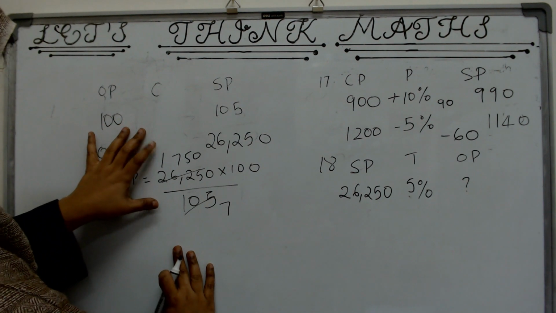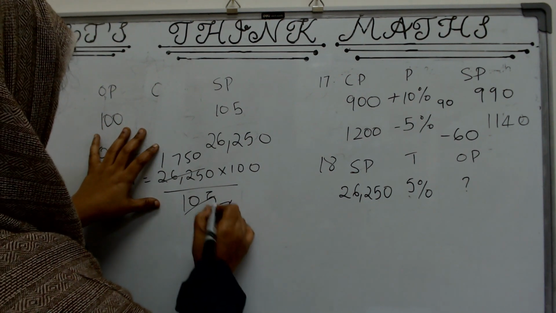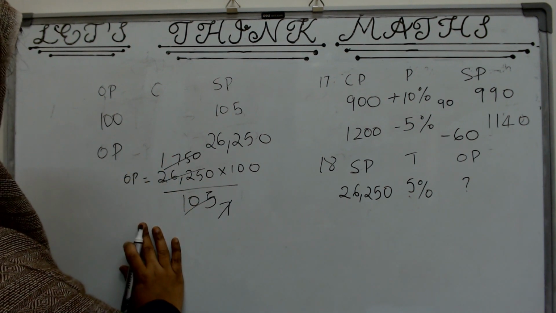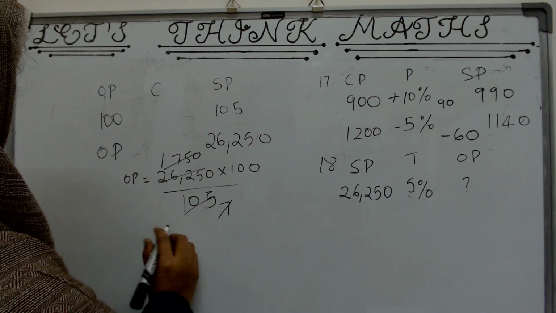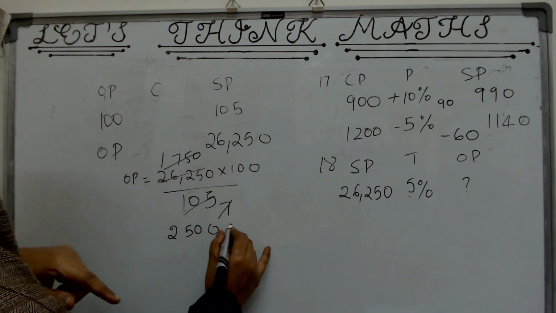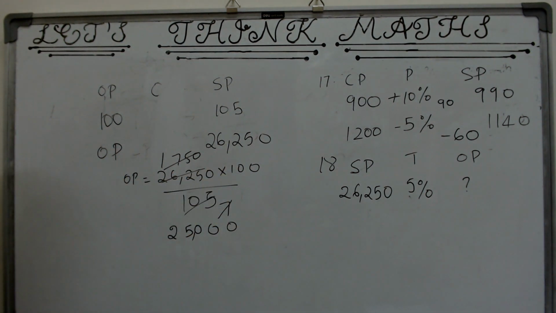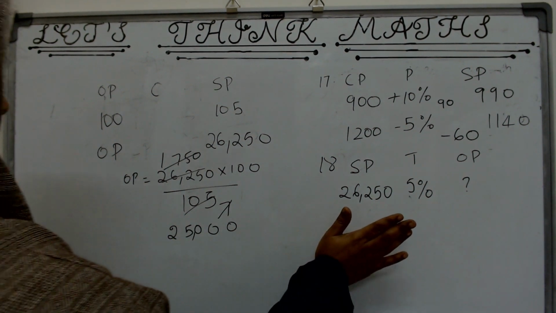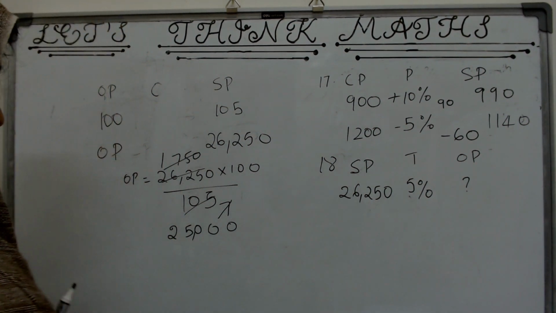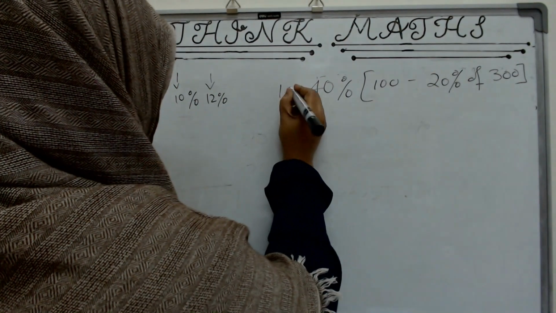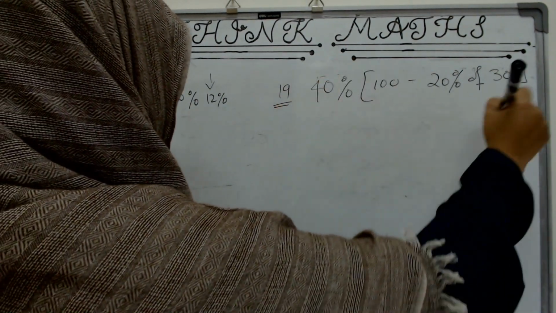So dividing it by 15, you got this. Then again, you can divide it by 7 also. So you will get 250 into 100. So that will give you 25,000. So it was actually 25,000, but he ended up paying 26,250 because of the sales tax. So our question, which is the 19th question, is about this equation.